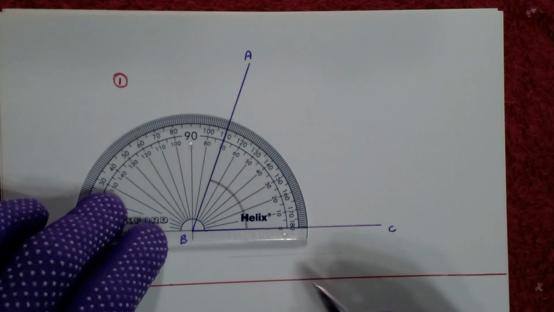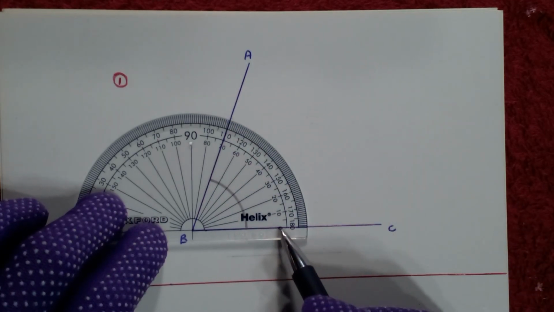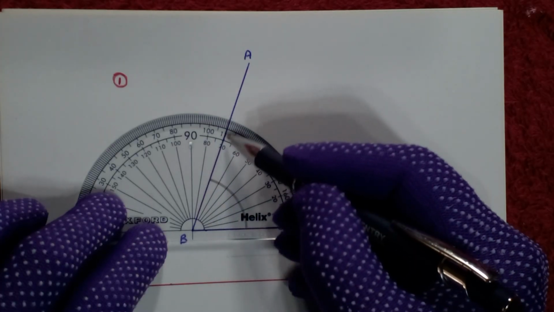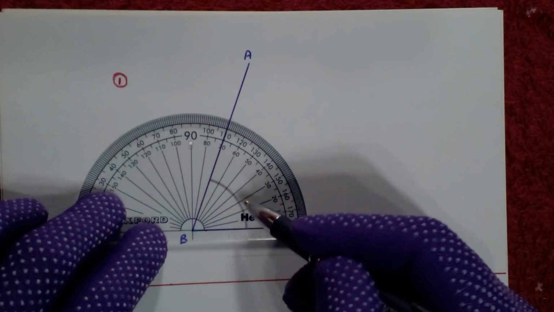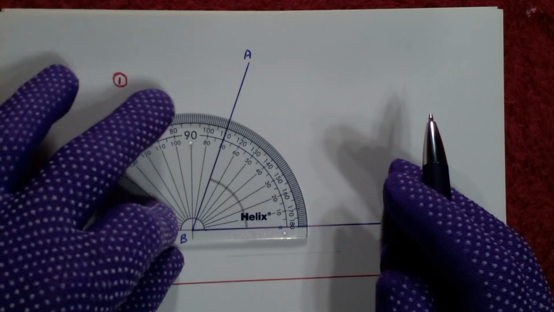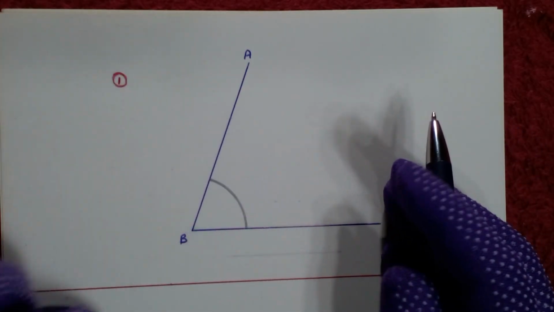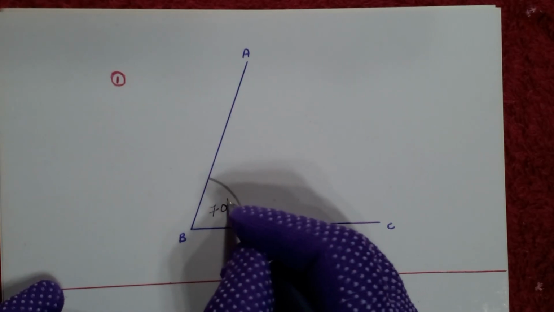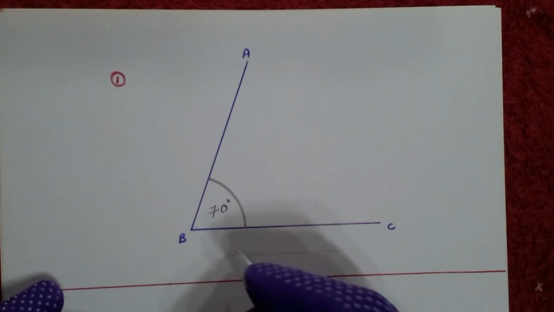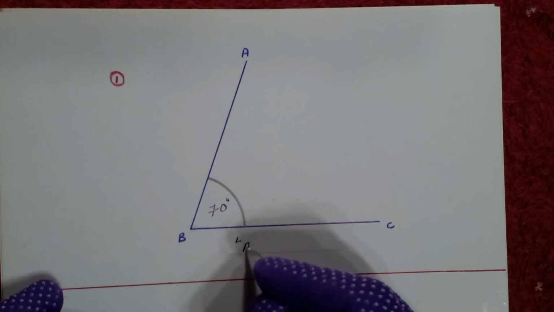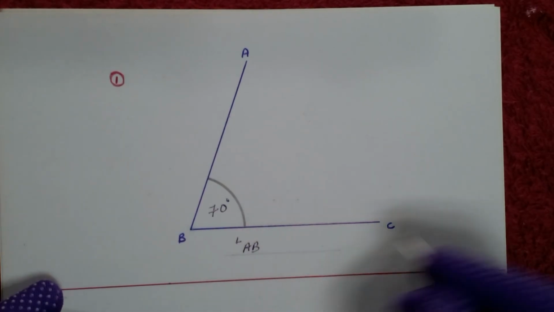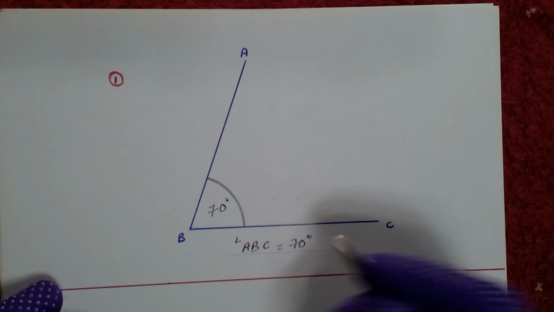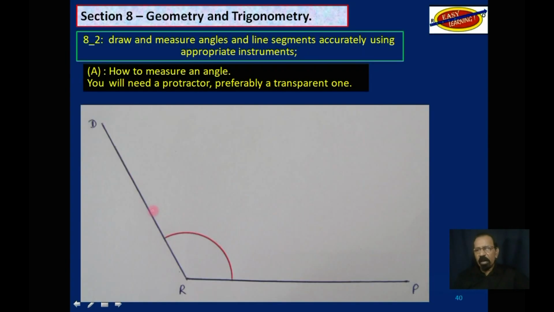Make sure that this scale is between these two arms, and you read from 0 here, 10, 20, 30, 40, 50, 60, 70. So that angle is 70. As you could see, it is an acute angle. So you write in here 70 degrees. So angle ABC is equal to 70 degrees.